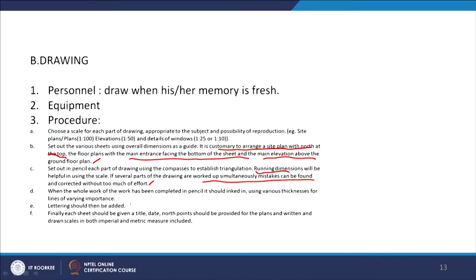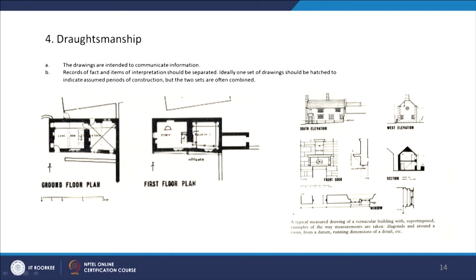Lettering should be added. Obviously we have to detail out what is what. Sometimes use a local language, which is much more useful for the local persons. Finally, each sheet should be given a title and date, north points should be provided for the plans, and written and drawn scales in both imperial and metric measures. So some of the draftsmanship.